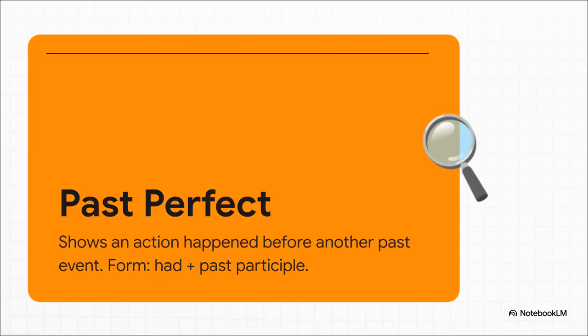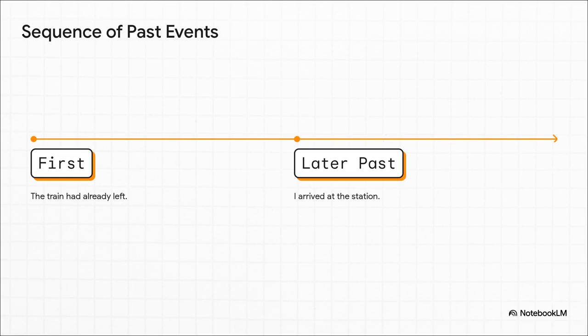The form is always had plus the past participle, and its whole purpose is to make the timeline of events crystal clear. You're basically saying to your listener, hold on a second, the thing I'm about to tell you, it happened even before the main story I was just telling you. So imagine two things happened in the past. First, the train leaves, then a little later I arrive at the station. By using the past perfect and saying, the train had already left when I arrived, the sequence is absolutely unmistakable. There's zero confusion about what happened first.